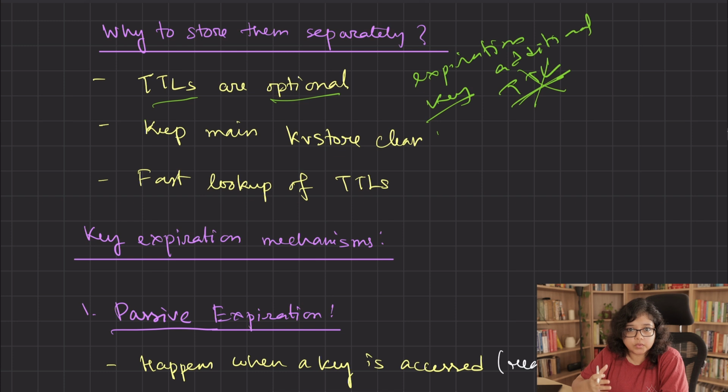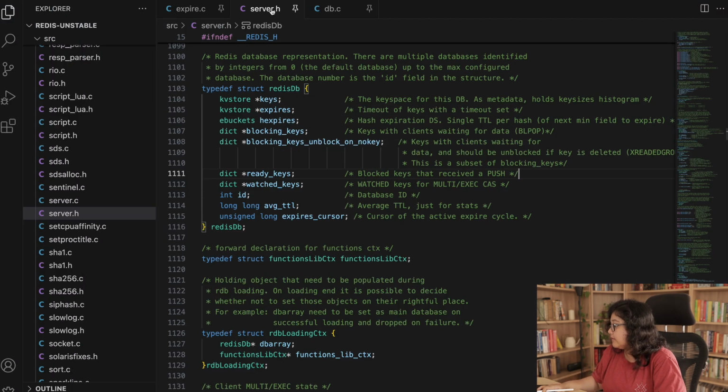Now let's look at the code to see how Redis is storing the expiration metadata. Here in the server.h file we have struct redisDb. This struct is storing all the information about the Redis database. So here we can see KV store keys and KV store expires. Here keys is storing the actual key value pair while this expires is storing the mapping between keys and timestamp.